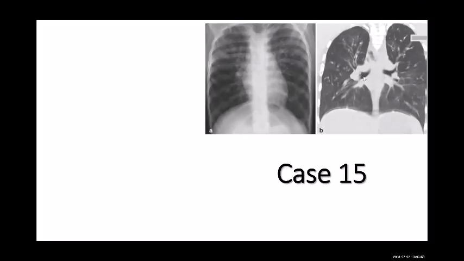What are these non-homogeneous opacities also? Sorry, who's talking? Sinan? Yeah, there are non-homogeneous opacities also in the right upper zone. Correct, in the upper zone of the right lung. It's non-homogeneous. I agree with you, but you can also see these dots. Yes, these dots also. And you can see these lines, bilateral. What are these lines?